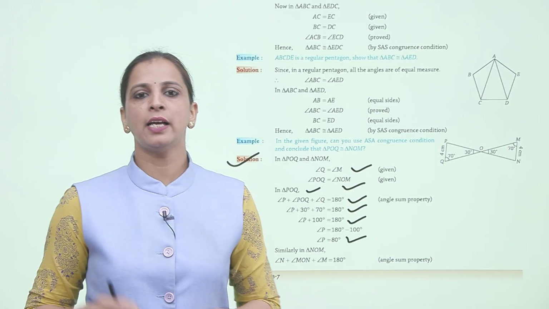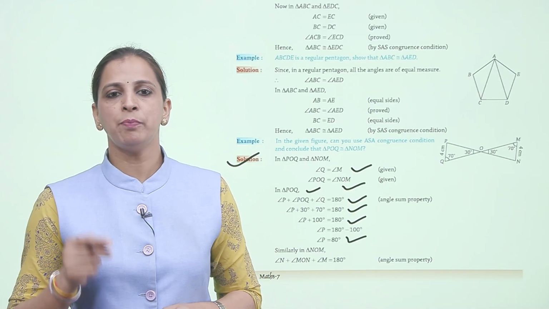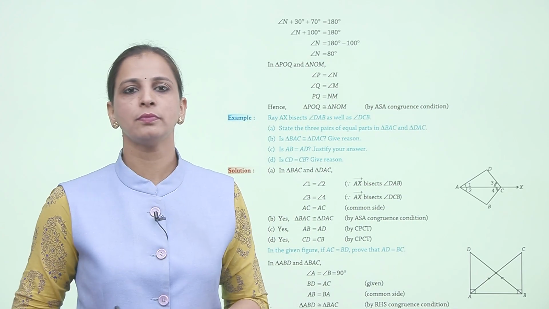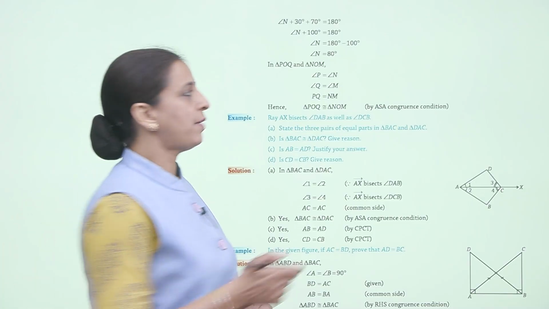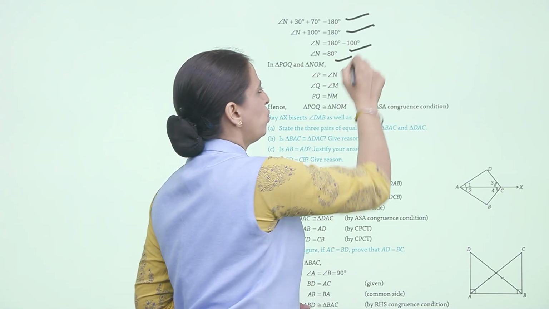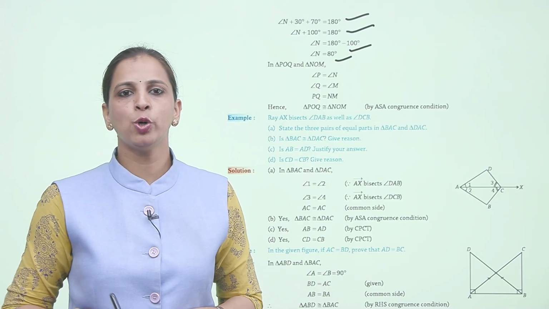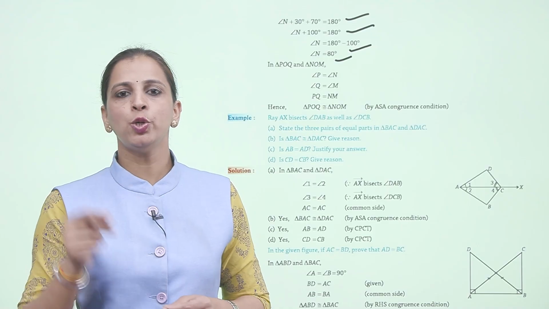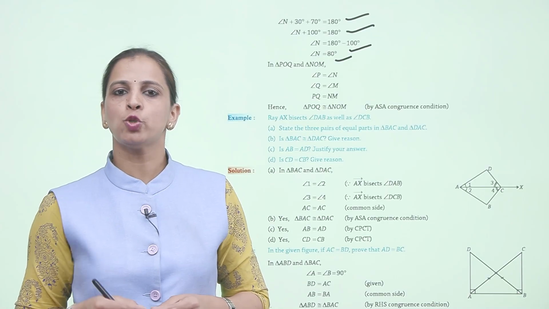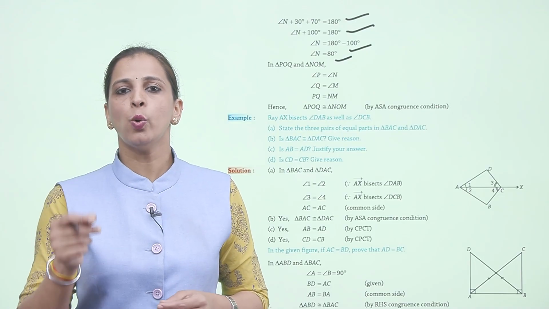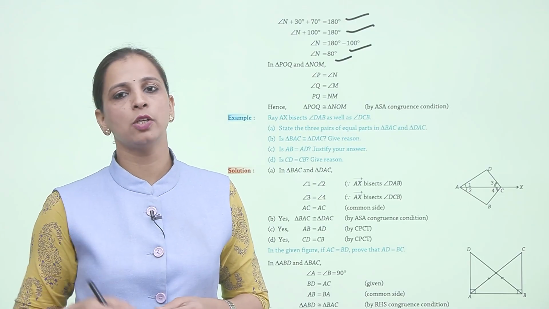Similarly, in triangle NOM, angle N plus MON plus M is equal to 180 degrees, angle sum property. Angle N plus 30 plus 70 is equal to 180. So angle N is equal to 180 minus 100, which is 80 degrees. In triangle POQ and triangle NOM, angle P is equal to N, angle Q is equal to angle M, PQ is equal to NM. Hence, triangle POQ is congruent to triangle NOM by angle side angle congruence condition.